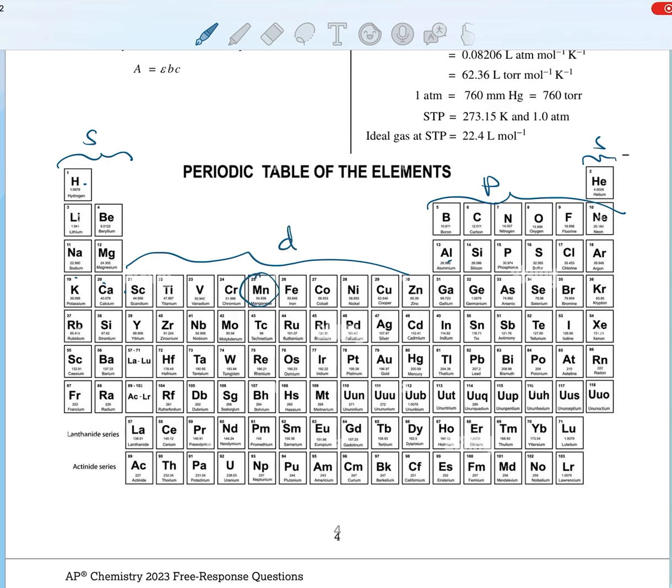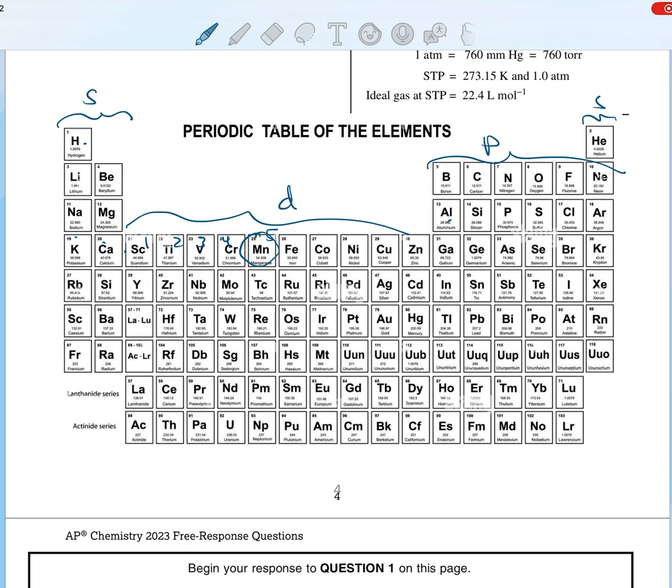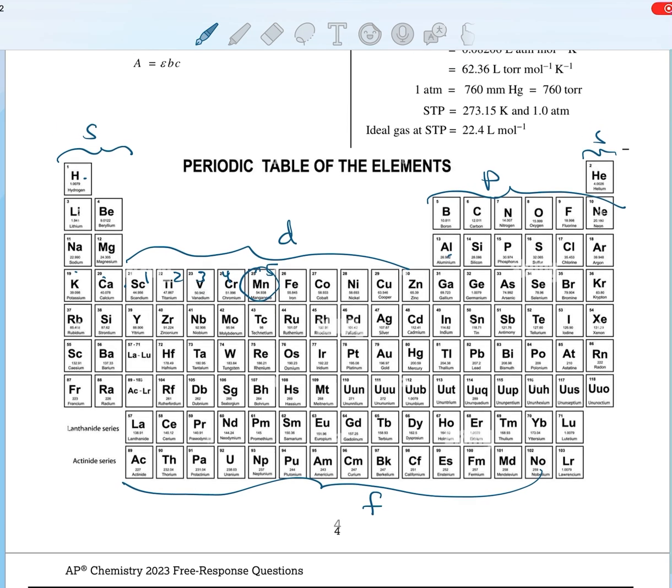So I see manganese here. So what I know is manganese will end with, it's the 1, 2, 3, 4, it's the fifth one over. So I know manganese will end with the D5. And then although we don't need it for this question, the bottom lanthanides and actinides, we call this your F block. So to do this method, what I'm going to do is I'm just going to count from the top, from hydrogen, until I get to manganese.